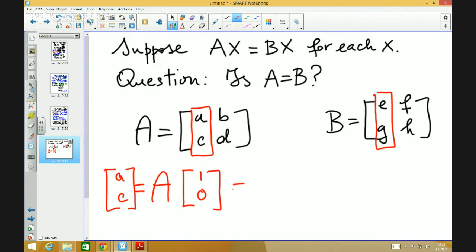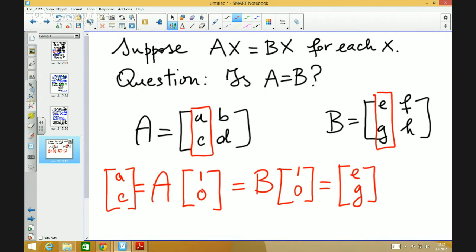But that's equal to what? To B times (1, 0). Because I'm assuming that AX is equal to BX for every X, so in particular for the vector (1, 0). But what does this do? It picks out the first column of the matrix B, which is (E, G). So A is equal to E and C is equal to G.